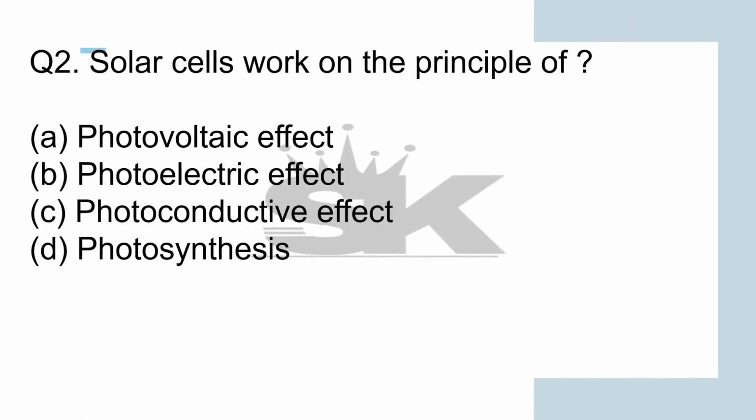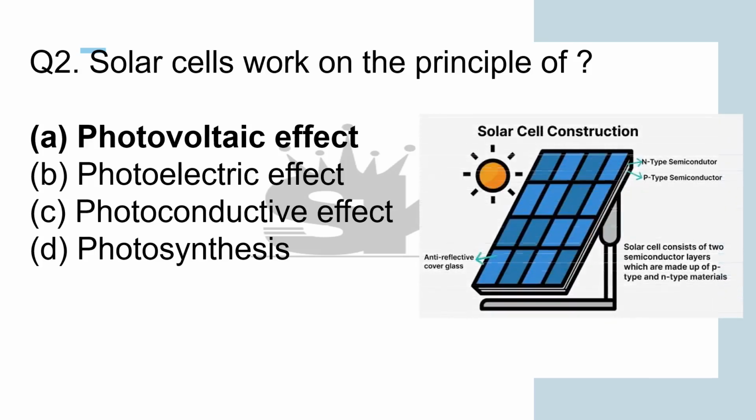Solar cells work on the principle of, answer is, photovoltaic effect. The photovoltaic effect is the creation of voltage and electric current in a material upon exposure to sunlight or light. Okay, and it's a physical and chemical phenomenon. Okay, let's see the image. This is the solar cell construction, just for reference.